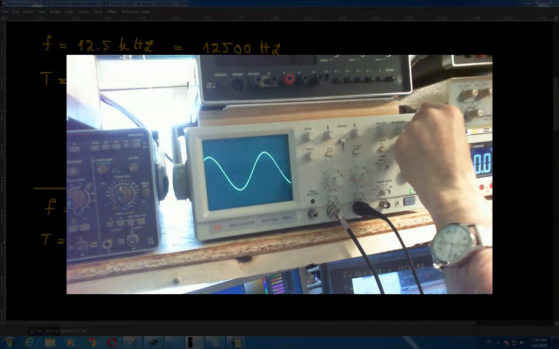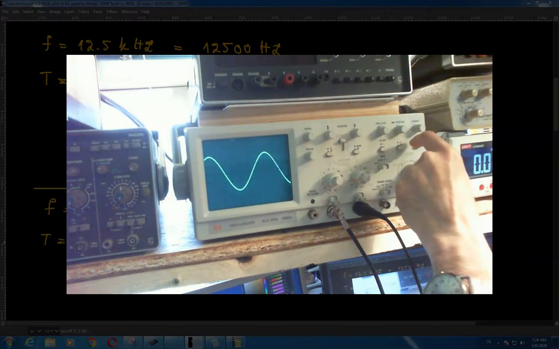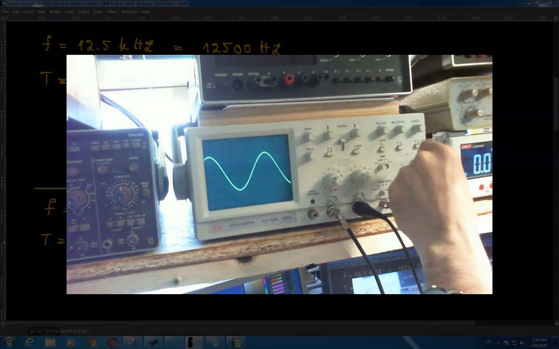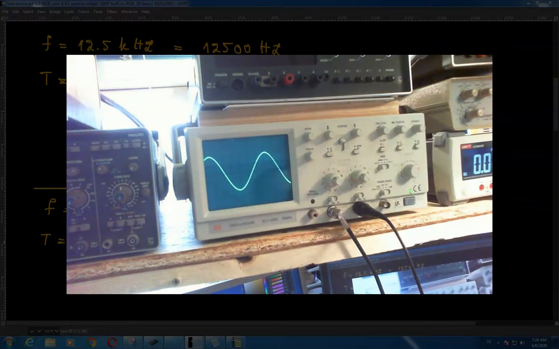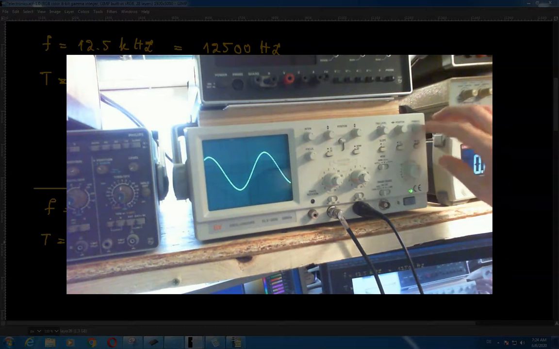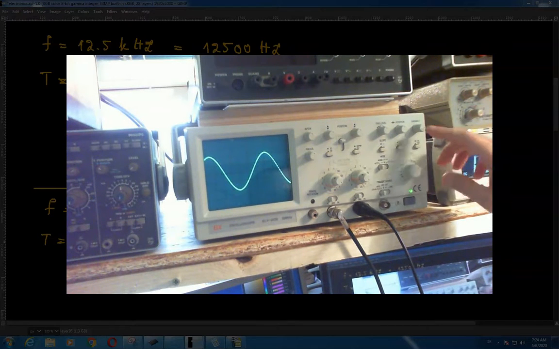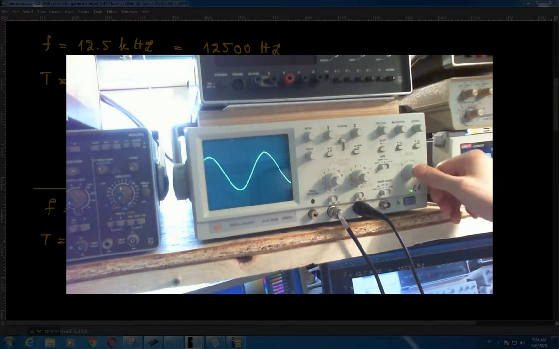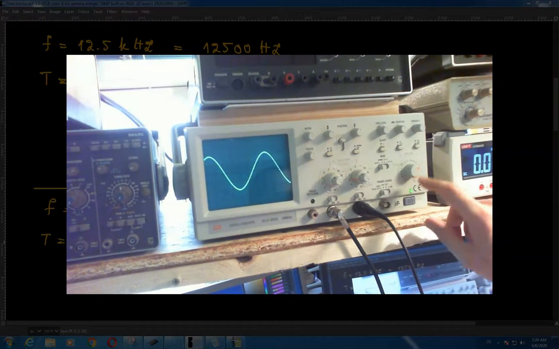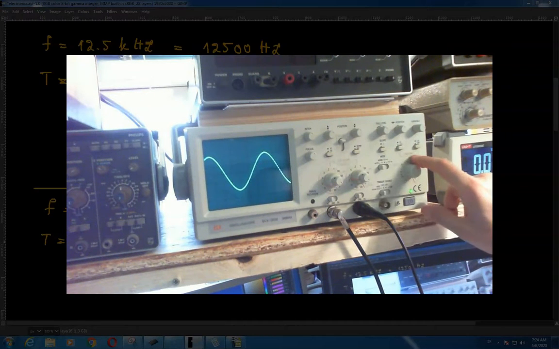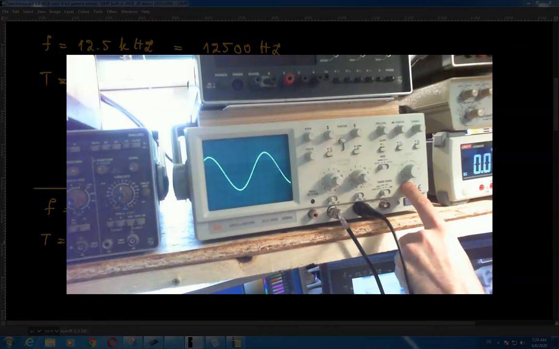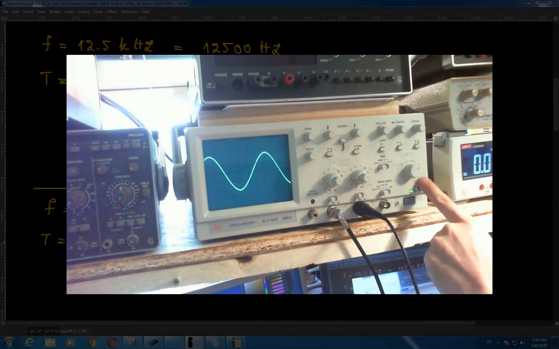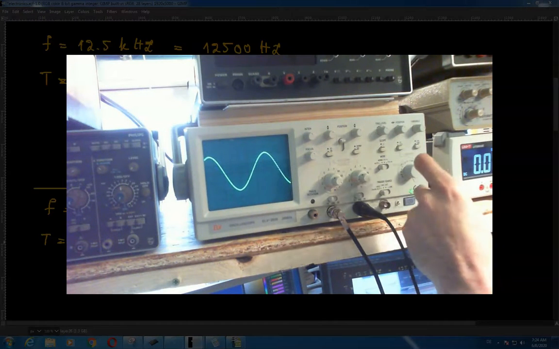This is calibrated or variable. Basically, these are not that important. This is basically the time division selector, which is calibrated to, for example, seconds, milliseconds, microseconds, and so on and so forth.